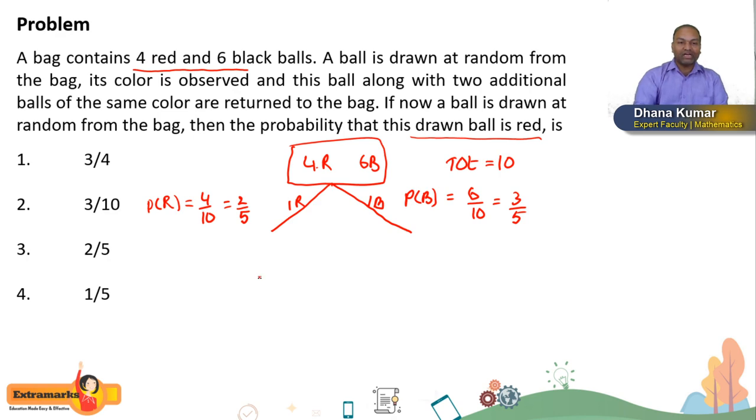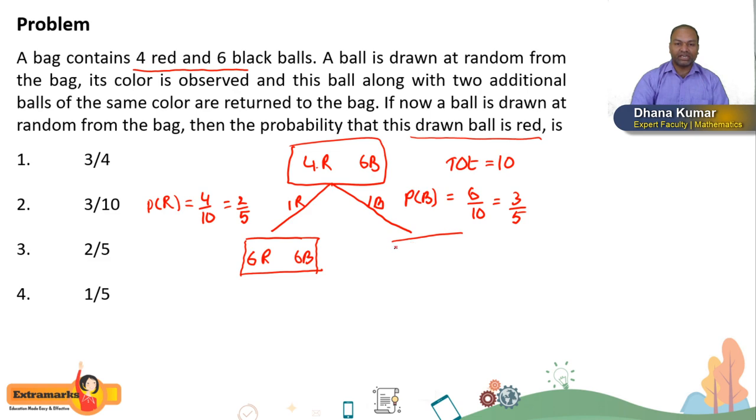Fine. After that, okay, let us see here. If you are selecting a red ball, what about our concept? If you are selecting a red ball, you have to add two more red balls to that bag. Already 4 red balls are there. If you add 2 more red balls, automatically how many red balls? 6 red balls. So the new bag has 6 red balls, 6 black balls.